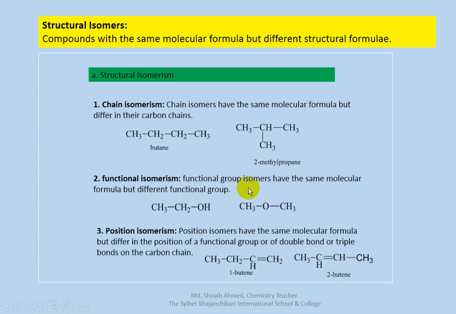Functional isomerism: functional group isomers have the same molecular formula but different functional groups. Here is an alcohol functional group, here an ether functional group. Position isomerism: same molecular formula but a different position of the functional group or double bond or triple bond on a carbon chain. Look, 1-butene and 2-butene. In 1-butene the double bond position is 1, in 2-butene the double bond position is 2.